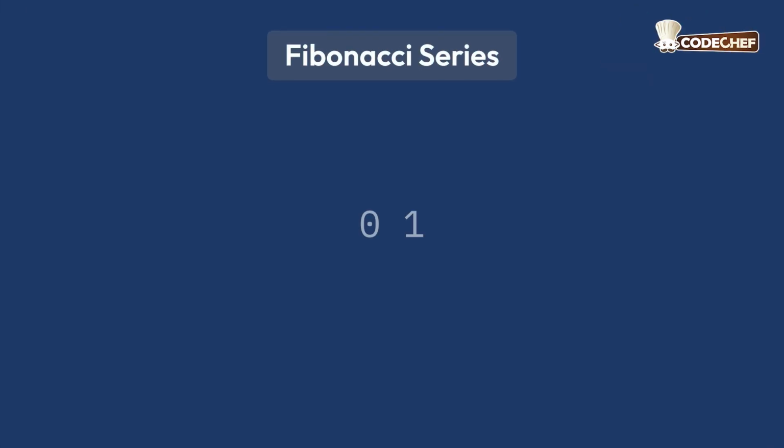The series starts with number 0 and 1. The next number in the series is the sum of these two numbers, which is 0 plus 1, which is 1. The fourth number in the series will be 1 plus 1, which is 2. The fifth number in the series will be 1 plus 2, which is 3. The rest of the numbers are also calculated the same way.